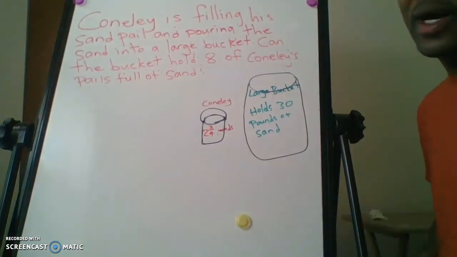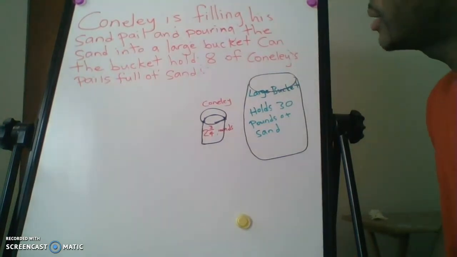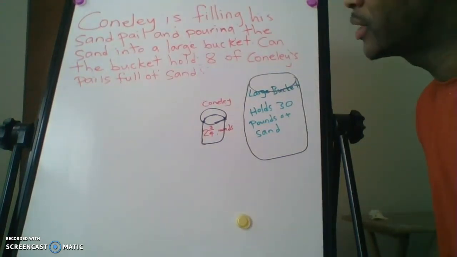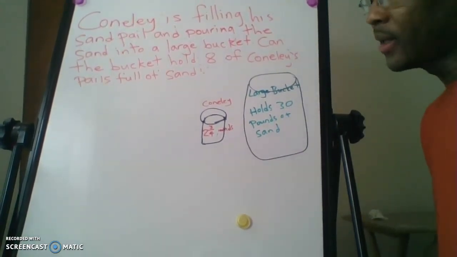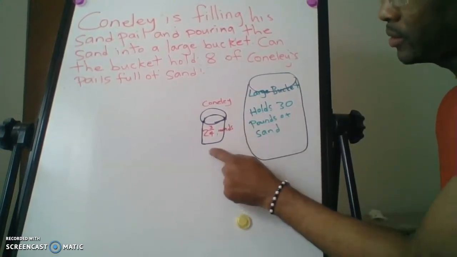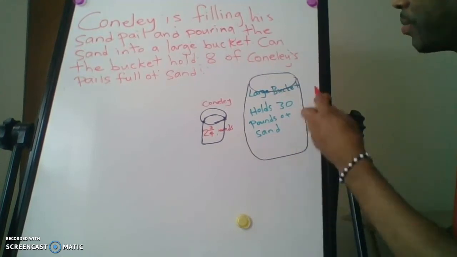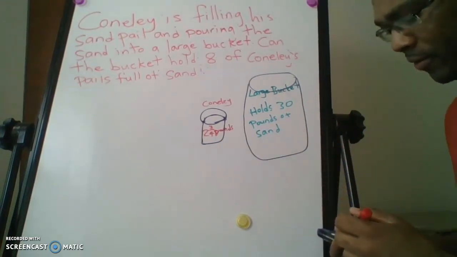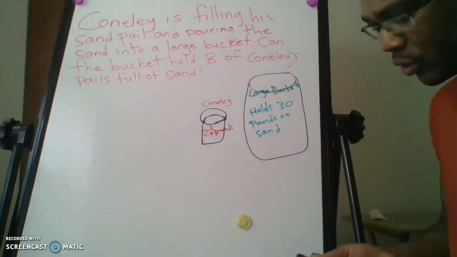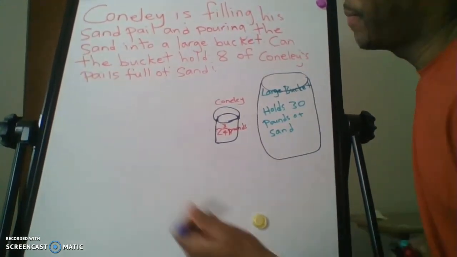Okay. So I wrote this problem down. Conley is filling his sand pail and pouring the sand into a large bucket. Can the bucket hold 8 of Conley's pails full of sand? Conley's pail holds 2¾ pounds. The large bucket holds 30 pounds of sand. Okay, I'm going to use cubes to help me unfold this problem.